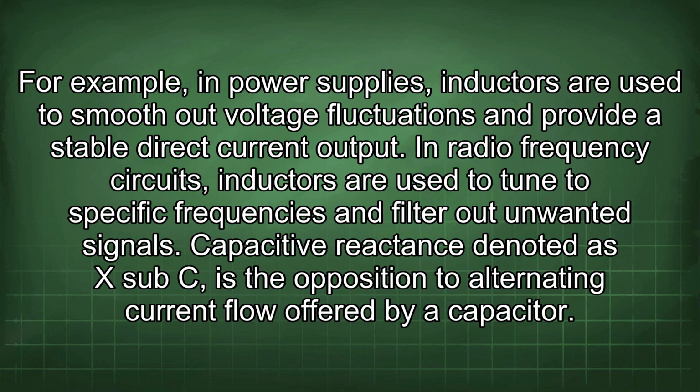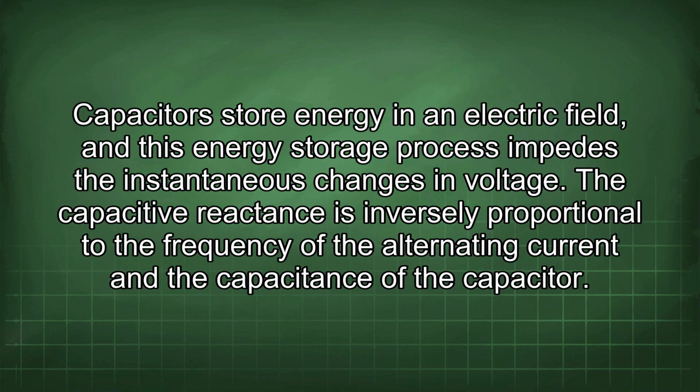Capacitive reactance, denoted as X sub C, is the opposition to alternating current flow offered by a capacitor. Capacitors store energy in an electric field, and this energy storage process impedes the instantaneous changes in voltage. The capacitive reactance is inversely proportional to the frequency of the alternating current and the capacitance of the capacitor.